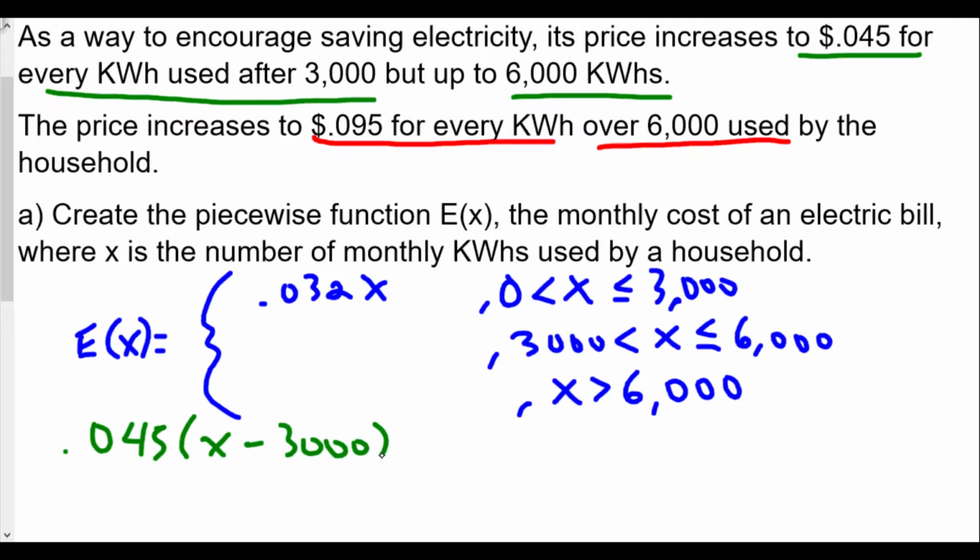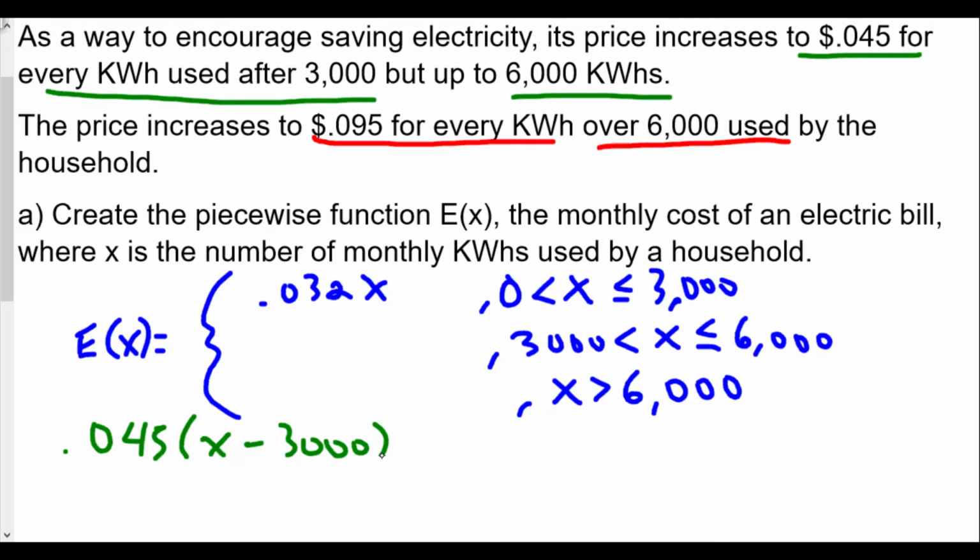And why is this? Say, for example, I'm charging for 3,100 kilowatt hours. For 3,100 kilowatt hours, it does not mean all those kilowatt hours are charged at the new rate. Only the amount above 3,000. And that would be, well, 100, because 3,100 is only 100 above 3,000. So this is why we need that x minus 3,000.